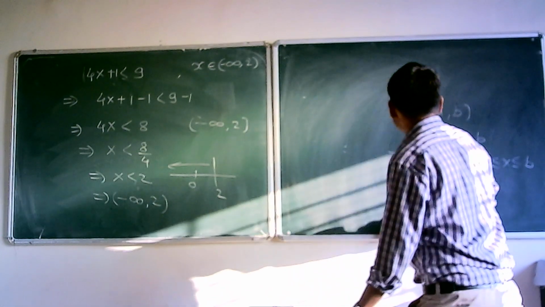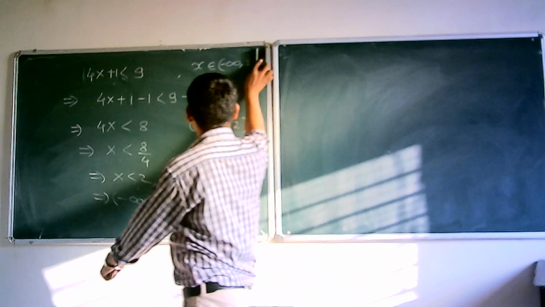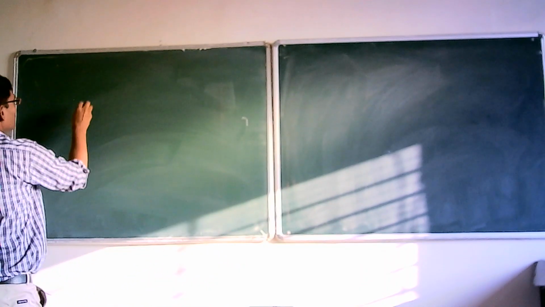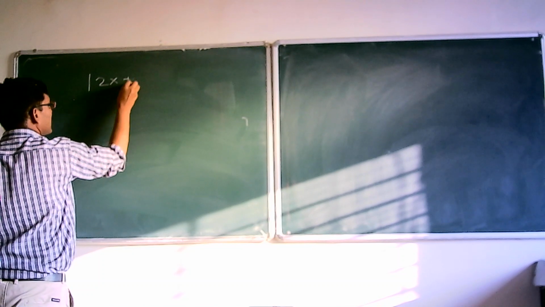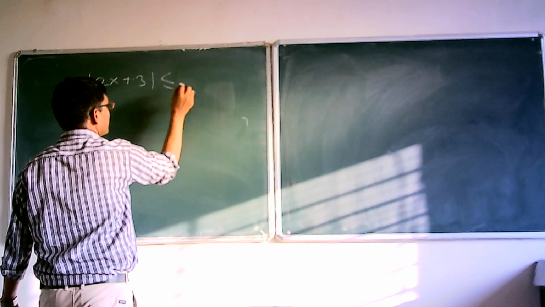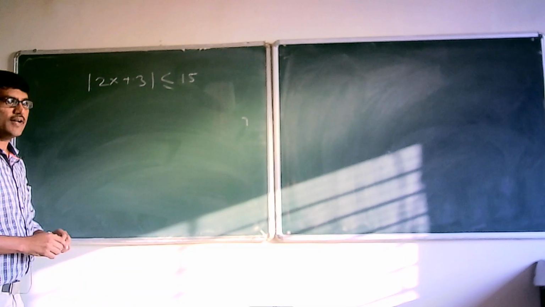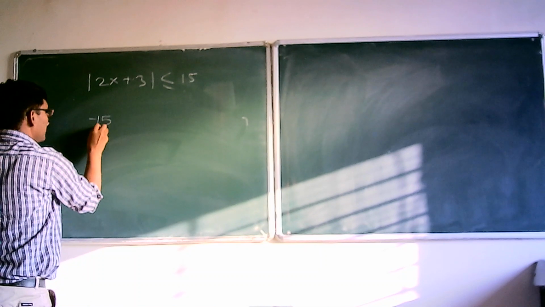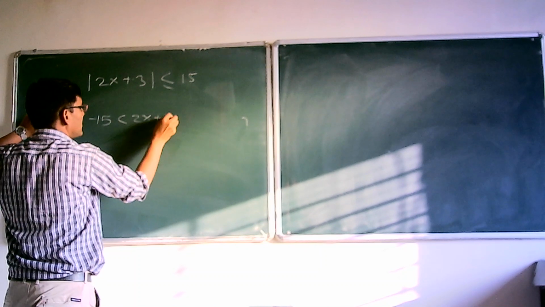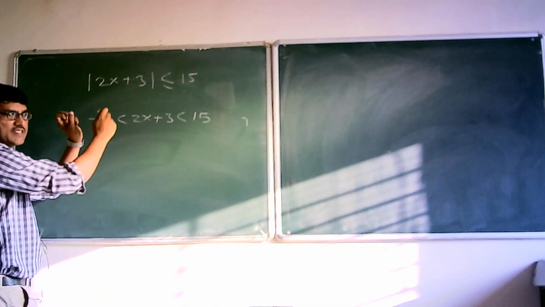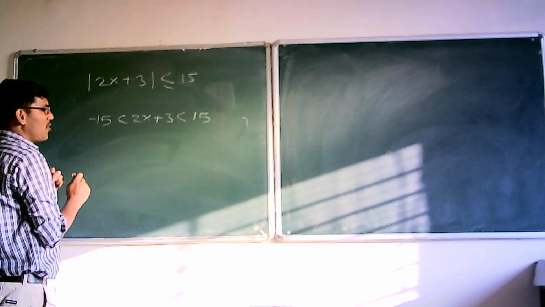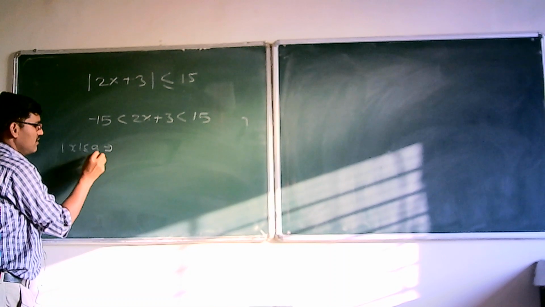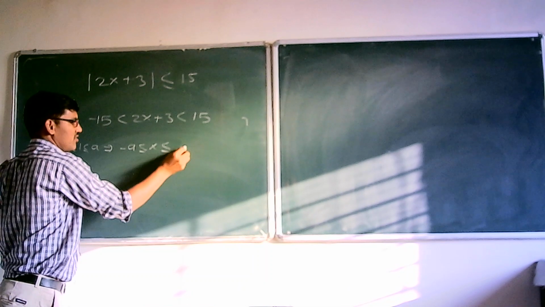So now take one more example. Suppose, what is the solution of this inequality? Modulus of twice x plus 3 less than or equal to 15. Again, since 15 is a positive number and it is less than or equal to, it is minus 15 less than or equal to twice x plus 3 less than or equal to 15. You can remove this modulus sign by using this property: if mod of x is less than a, then minus a less than or equal to x less than or equal to a.